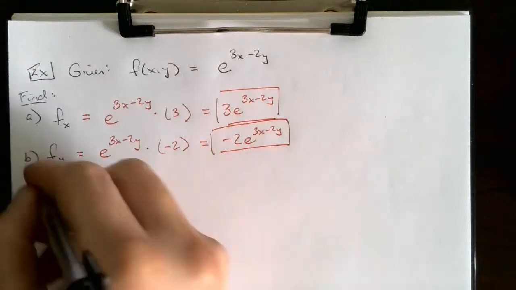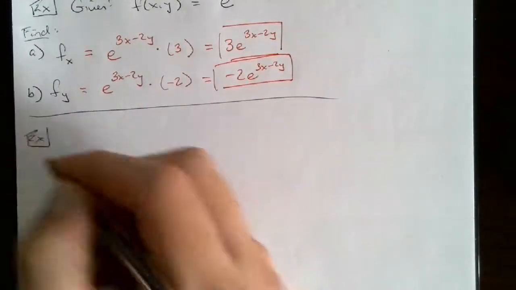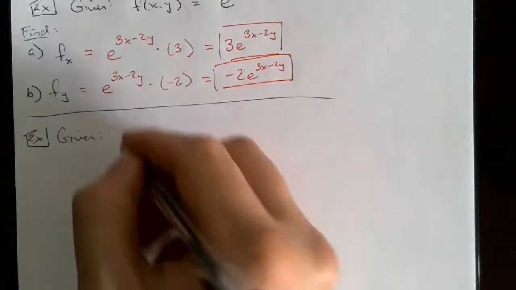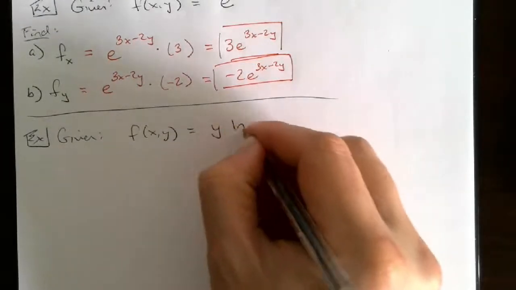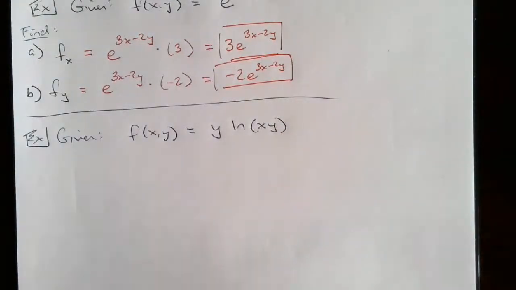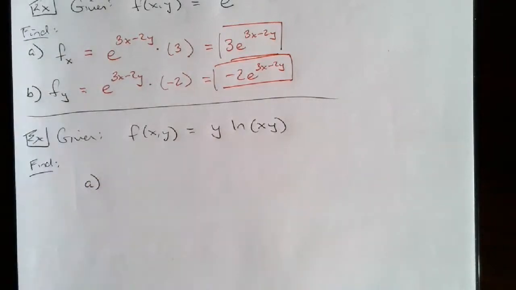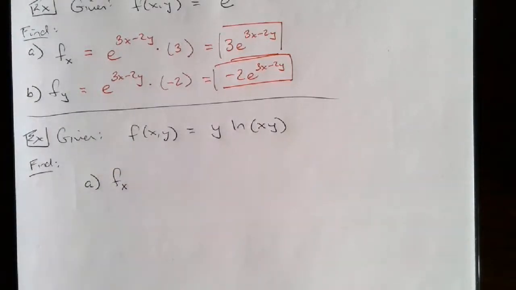Let's take a look at a couple more. All right, so that was chain rule with e. This next one, if I said given f of x comma y equals y times natural log of xy. And we'll say find, and the first one we'll do is, again, f with respect to x. Make sure you give the correct answers, or are looking for the correct thing. So, first order partial derivative of f with respect to x.